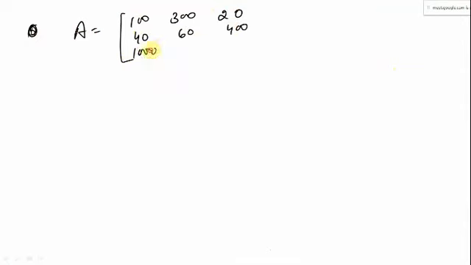The next one is like, suppose A is equal to 100, 300, 20, 40, 60, 400, 1000, 300, 500. And I ask you, what is A upon 5?